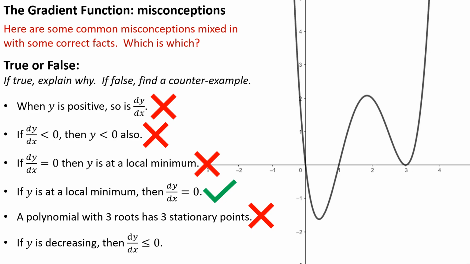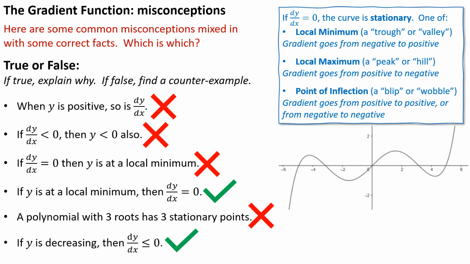But first, if y is decreasing, then dy by dx is less than or equal to 0. This one is true by definition. This is essentially what we mean by y is decreasing. We mean the gradient is less than or equal to 0. It's either 0 gradient or it's negative gradient. That's what a decreasing function looks like.